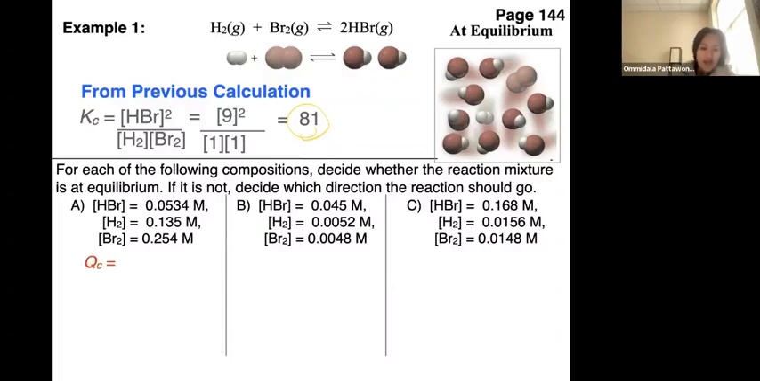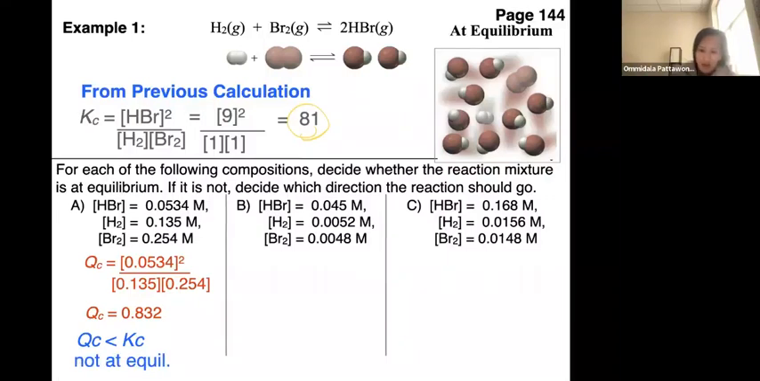Okay, so let's take a look at A. To find out Q for condition A, same thing: you are going to use product over reactant. In this case, Q comes out to be less than K. What does it mean? A Q value less than the K value indicates that at this point, you have more of the reactant. It's not at equilibrium yet.